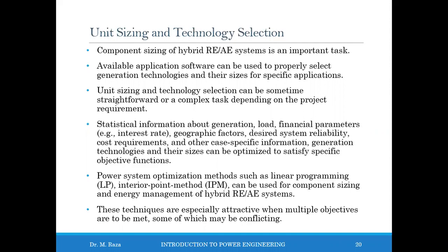Power system optimization methods such as linear programming, interior point method, and heuristic methods such as genetic algorithm and particle swarm optimization can be used for component sizing and energy management of hybrid renewable energy system. These techniques are especially attractive when multiple objectives are to be met, some of which may be conflicting. For example, minimizing cost, maximizing system availability and efficiency, and minimizing carbon emission.